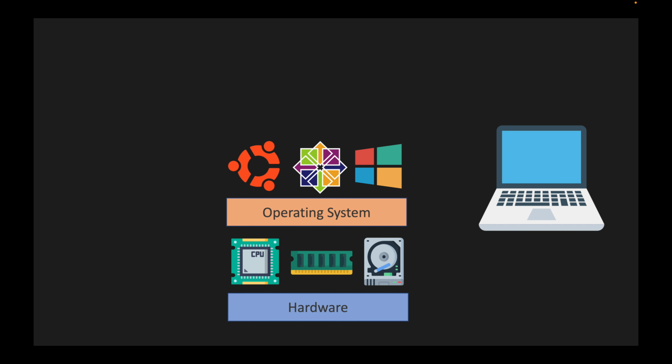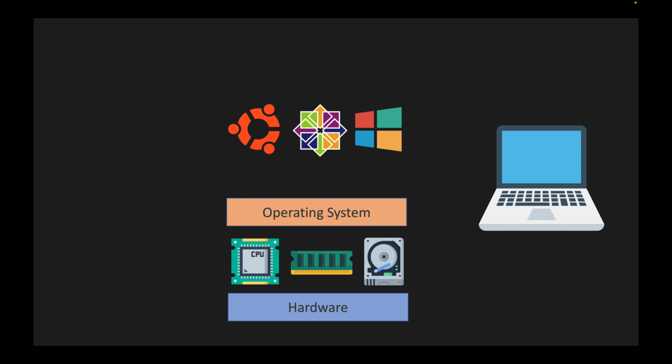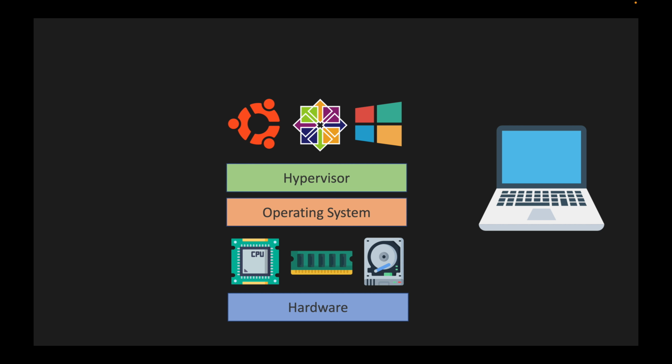You're gonna have a virtualization tool on top of the operating system, and on top of the virtualization tool, you will install CentOS, Ubuntu, or Windows, whatever operating system you want. By using virtualization technology, you don't need separate hardware for each operating system, and we call virtualization technology a hypervisor that allows you to run different operating systems on the same hardware.